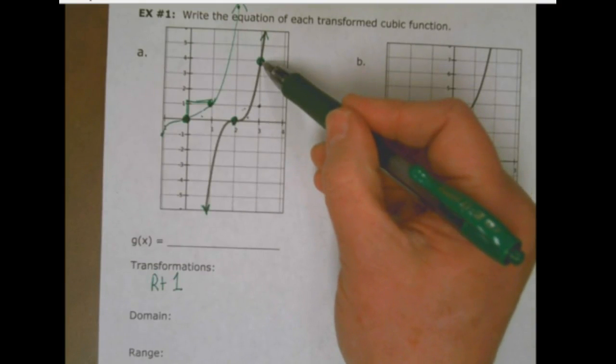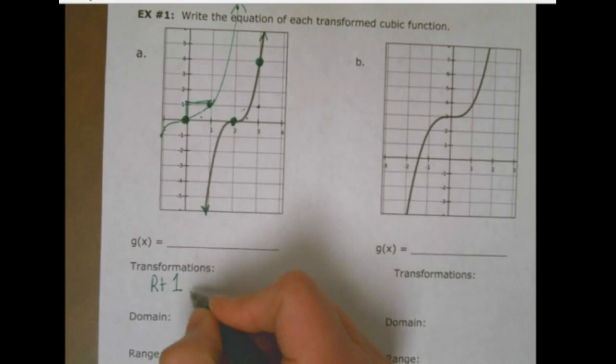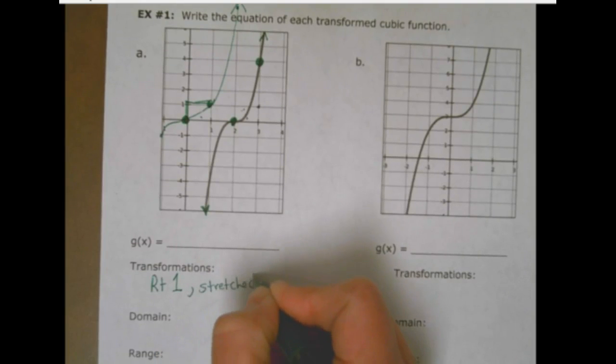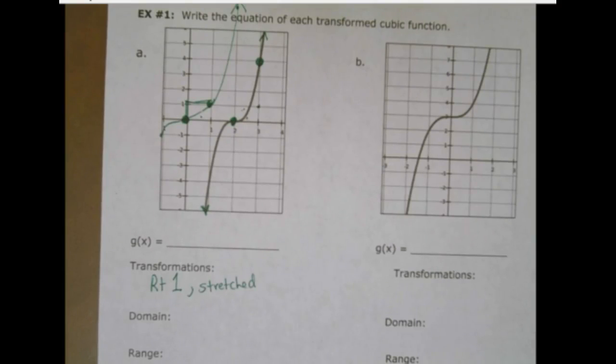This transformed graph goes through the point 3, 4. So that means it has been stretched. What am I going to need right here when I write an equation? What am I going to need to stretch the graph? A number at the beginning. We call that number A.